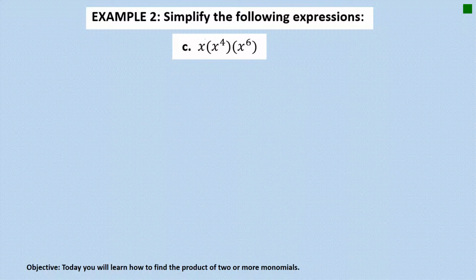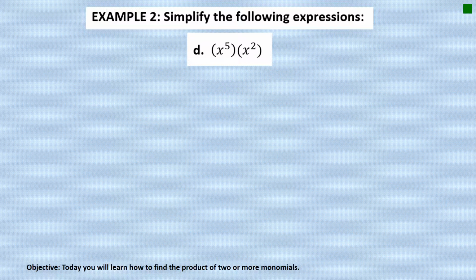So this X, remember, has a secret little 1 there. So how many X's are in my house eating dinner with me? 1 plus 4 more plus 6 more for a total of 11.